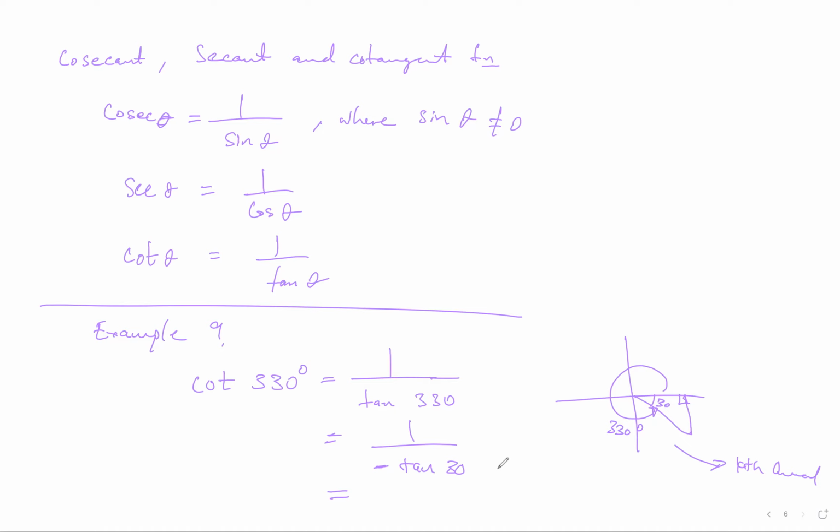Then the next thing is what? Draw the triangle. This is 30. This is 1. This is 2. This is square root 3. So it's O over H, which is 1 over square root 3, minus. So this will become minus square root 3.